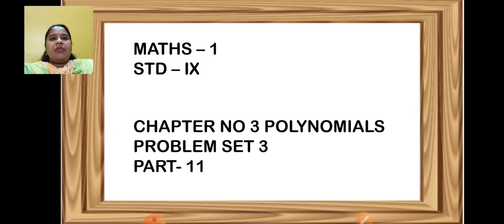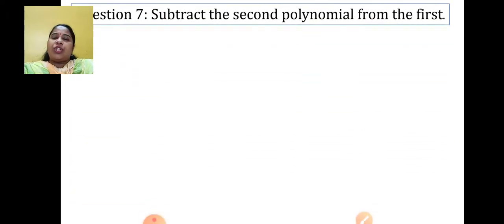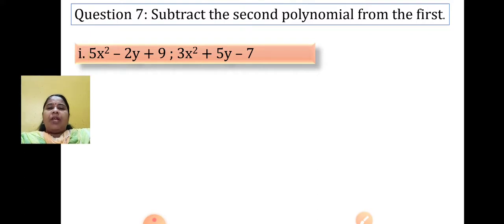In today's session, we'll continue with our problem set 3, that is from the chapter Polynomials. In the previous session, we have finished till question number 6. Let us continue with question number 7, that is subtract the second polynomial from the first. The question is 5x square minus 2y plus 9, and the second polynomial is 3x square plus 5y minus 7.